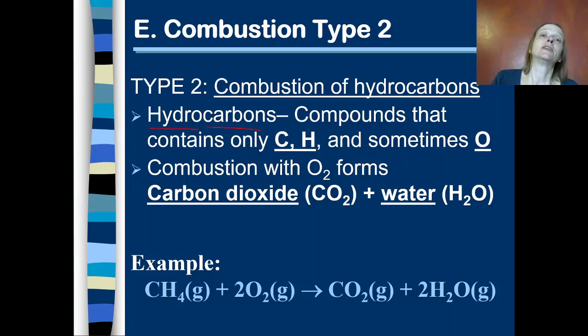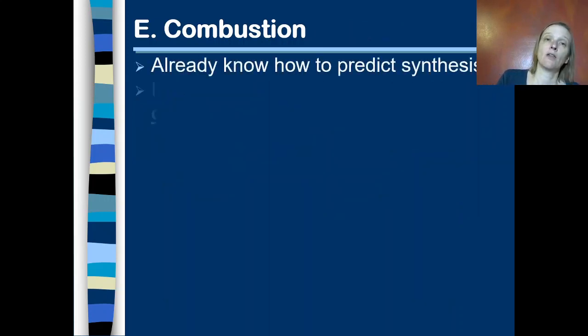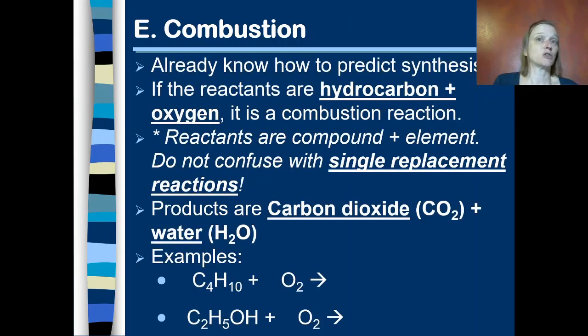That makes predicting the products of a combustion reaction very easy, so long as you can identify from the reactants that it is a combustion reaction. So let's look at how we do that. If the reactants are a hydrocarbon plus oxygen, then it is a combustion reaction. So here's my hydrocarbon and here's my oxygen. So this is a combustion reaction.